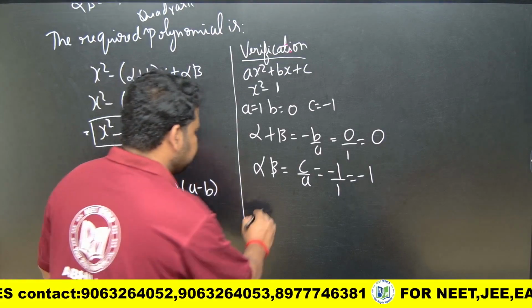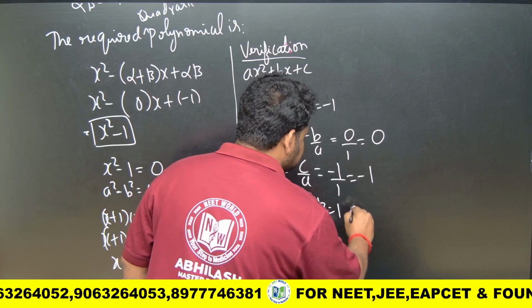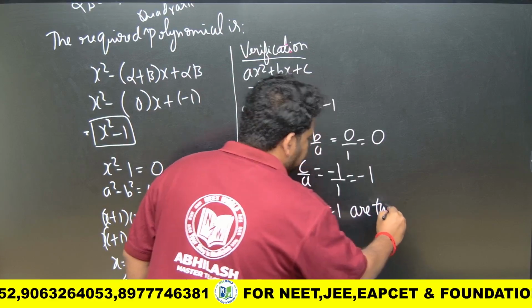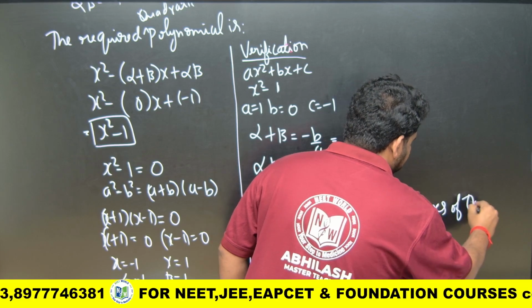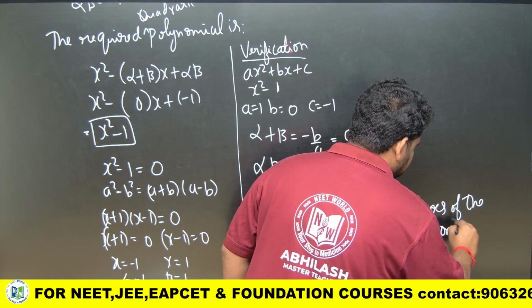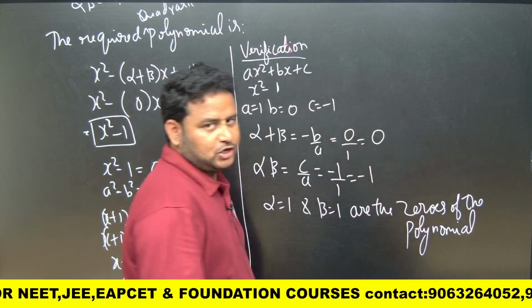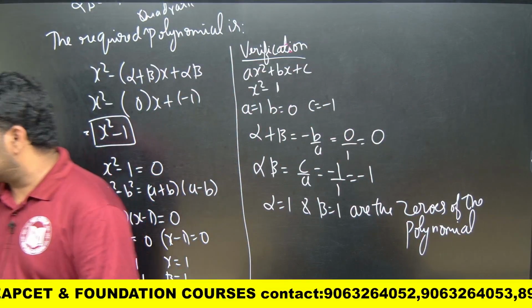So I can write it as: alpha is equal to minus 1 and beta is equal to 1 are the zeros of the polynomial. Got it, friends? This is how you have to solve this question. I hope it is clear. Let us move to the next question.